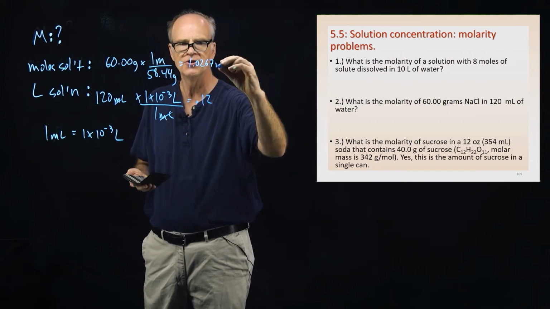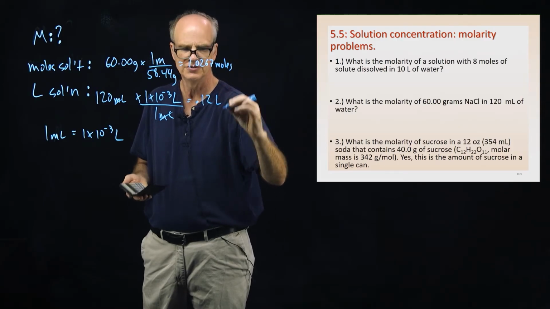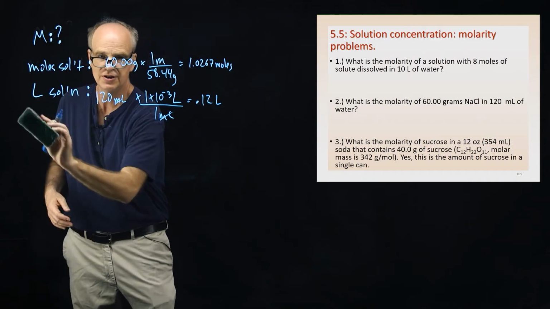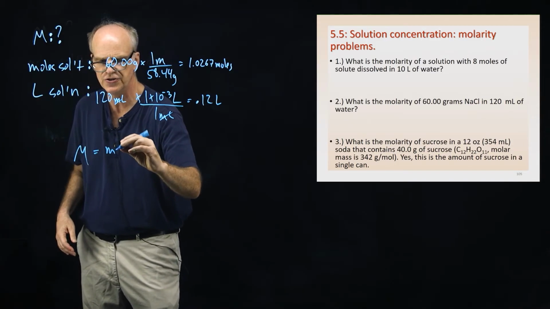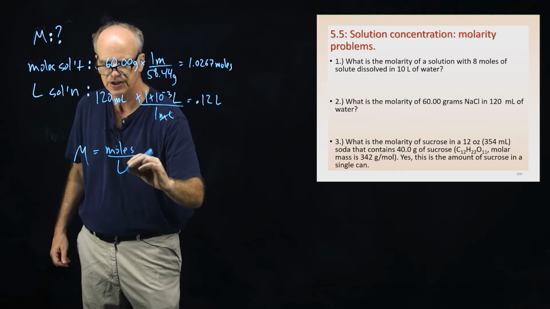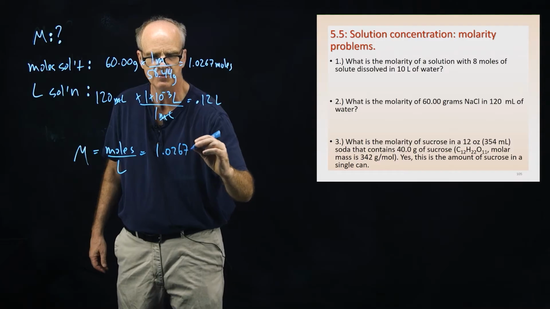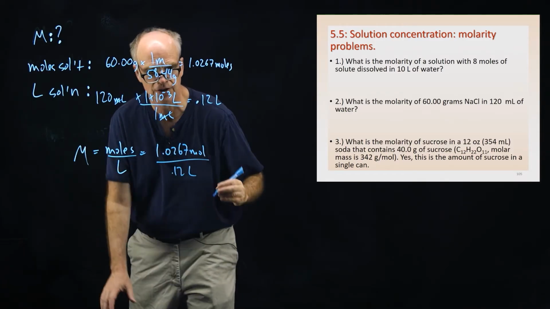So this first number is in moles. The next number is in liters. And so we can throw this now into the molarity formula. So I'll write this down here. Molarity is equal to moles divided by liters. And so it's going to be 1.0267 moles divided by 1.12 liters.